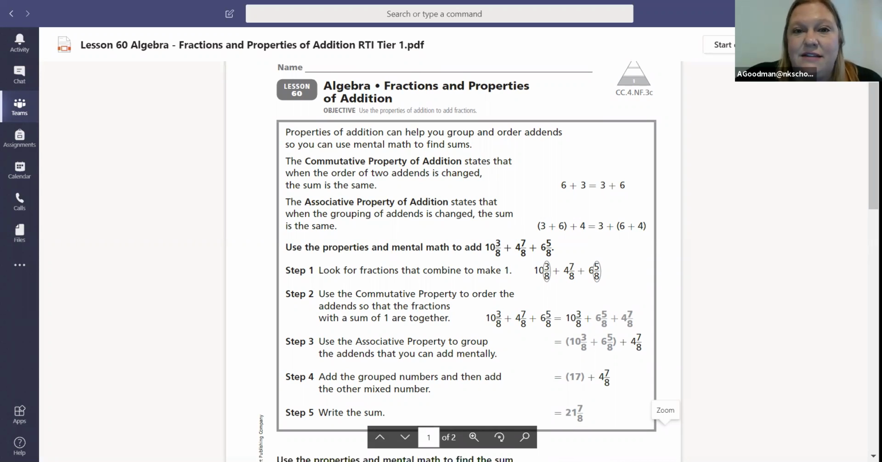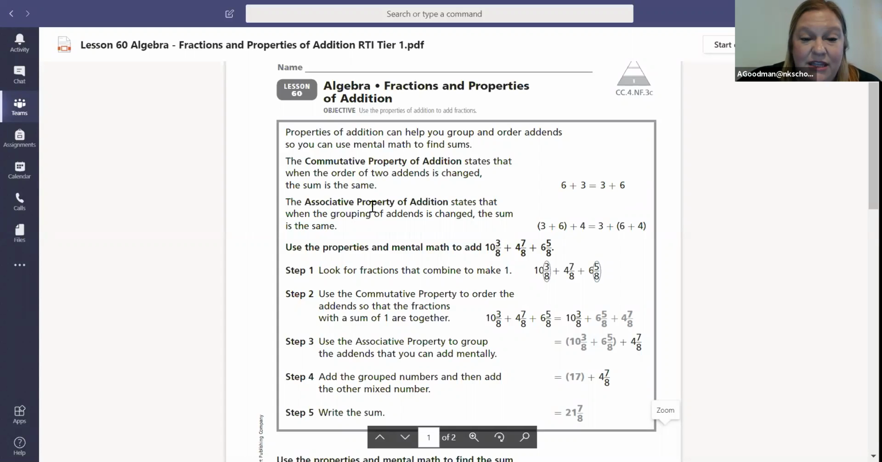The last lesson for this week is an algebra lesson because we're talking about the properties of addition when it has to do with fractions. So remember some of the properties of addition. The commutative property means that it does not matter which order you add in, the answer will be the same. So 6 plus 3 is the same as 3 plus 6.